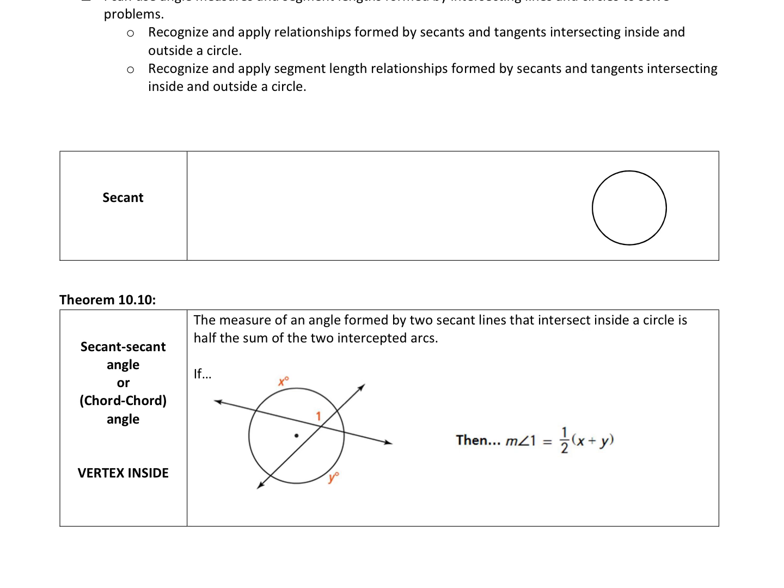So let's go ahead and put that vocabulary into our notes. A secant is a line, ray, or segment that intersects a circle at 2 points.